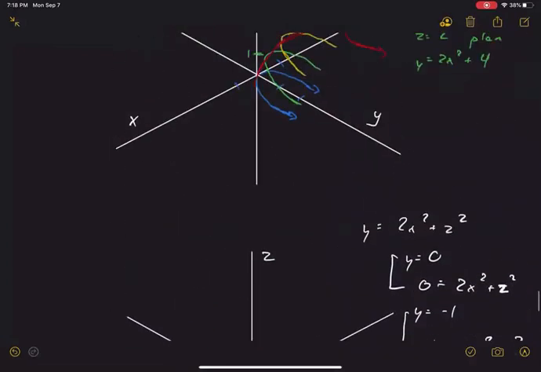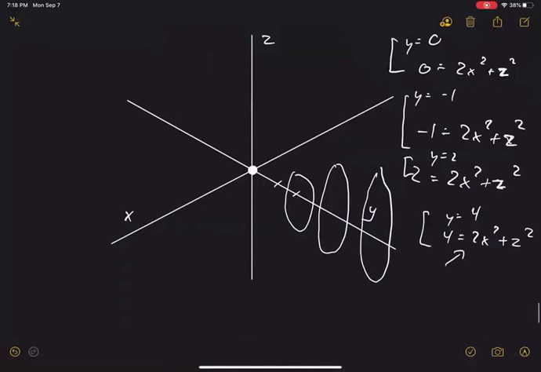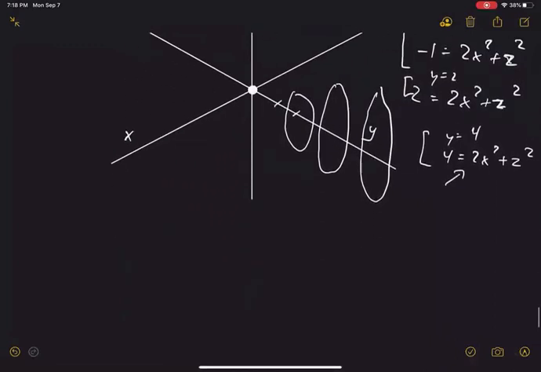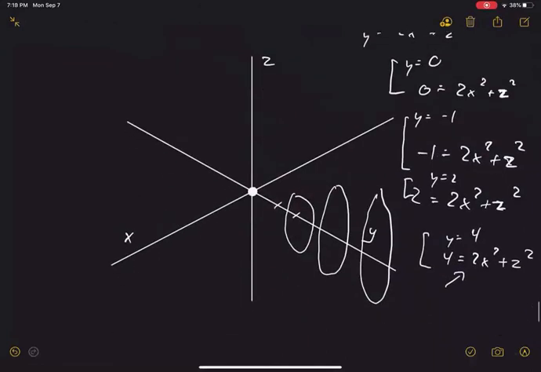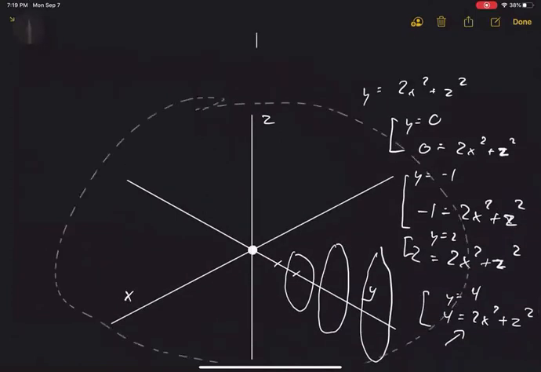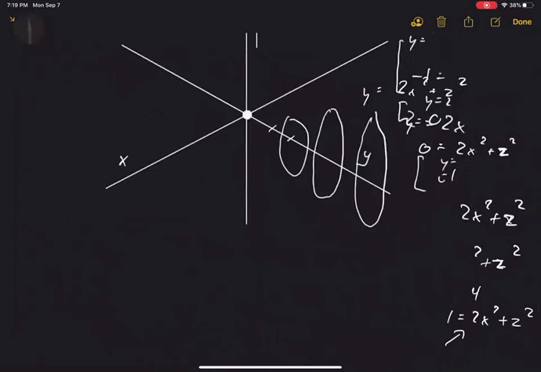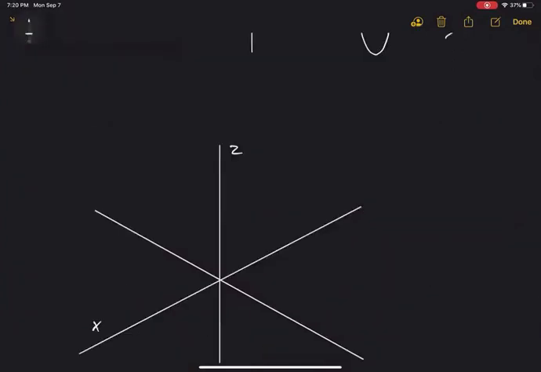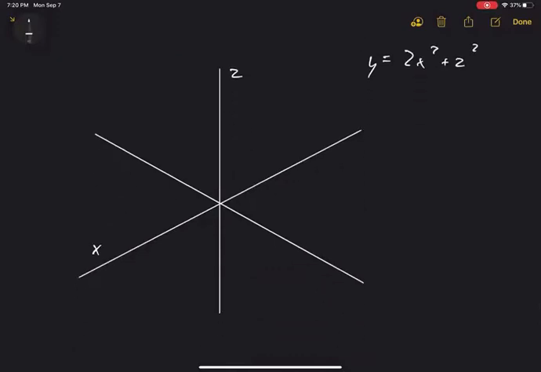So I've got my cross sections going along my y-axis. So there's only one direction left, right? Moving along the x-axis. If I repeat the process for the x-axis, again I'm working with the equation y equals 2x squared plus z squared. Now I'm taking traces along the x-axis. Let's try x equals 0 first. When I plug in 0 for x, I get the equation y equals z squared. So this is a parabola.